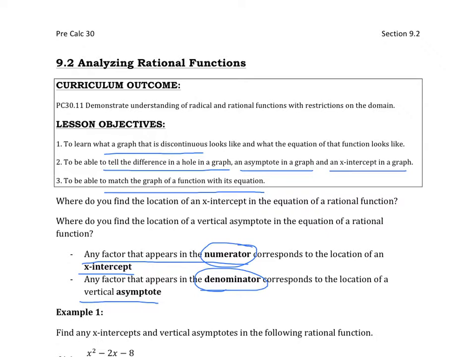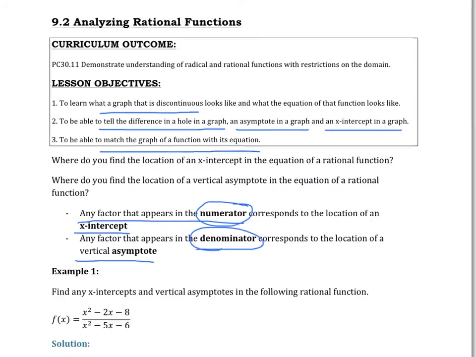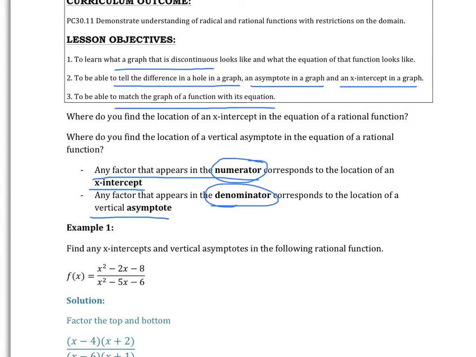So this is going to come in handy when we do some examples. We're going to end up factoring, and then that is going to let us know where our x-intercepts are and where our vertical asymptotes are. So let's take a look at example number 1. It says find any x-intercepts and vertical asymptotes in the following rational function. So remember, we just learned that our numerator contains our x-intercepts and our denominator contains our vertical asymptotes.